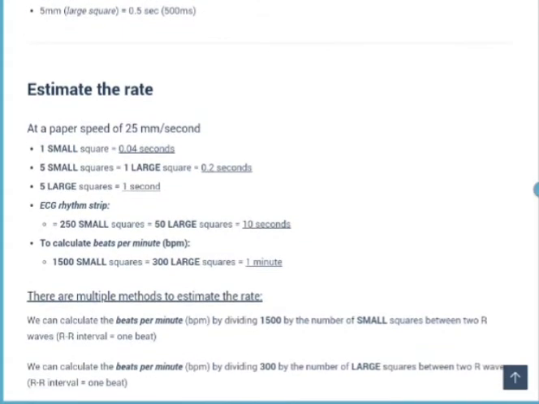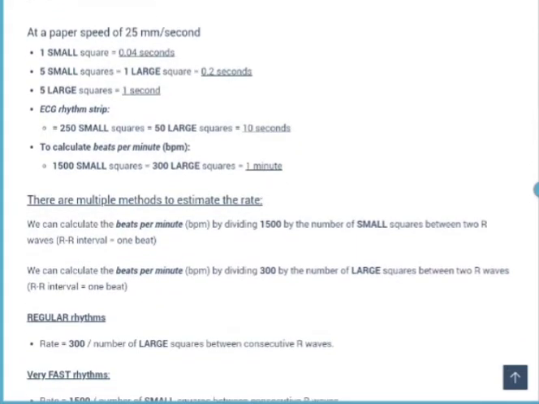So again, estimation of the rate, I've already made a video on it, and the theory was explained, so I'll just quickly go over it so that you can get the gist of it again. In estimation of rate, the standard ECG setting, as I already told you, is 25 millimeters per second. So 1 small square is 0.04 second, 5 small squares, which is 1 large square, is equal to 0.2 second, and 5 large squares is equal to 1 second. This was the theory.